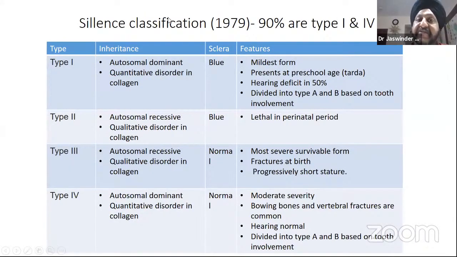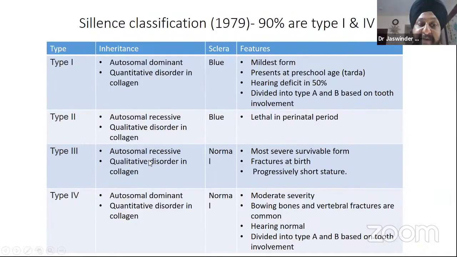What is the classification we follow? The Sillence classification, which was given first in 1979. And 90% of the disease is type 1 or type 4. Type 1 is autosomal dominant. Type 4 is also autosomal dominant. As said, this is a quantitative disorder. If you remember, I said in the beginning, in a quantitative disorder, the number of the bad fibrils being produced is very high here. And that is why the disease is milder here.